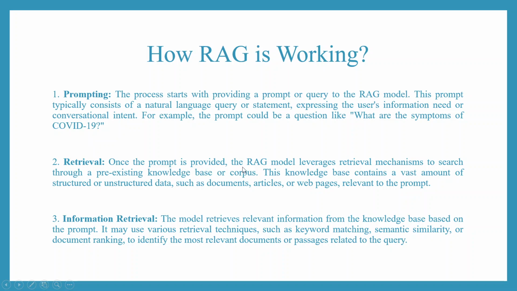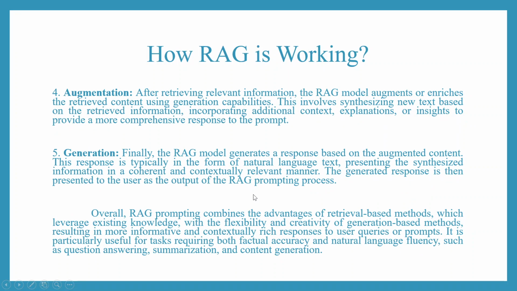Once the prompt is provided, the RAG model leverages retrieval mechanisms to search through a pre-existing knowledge base or corpus. This knowledge base contains a vast amount of structured or unstructured data, such as documents, articles, and web pages relevant to the prompt. The model retrieves relevant information from the knowledge base based on the prompt. It may use various retrieval techniques such as keyword matching, semantic similarity, or document ranking to identify the most relevant documents or passages related to the query.